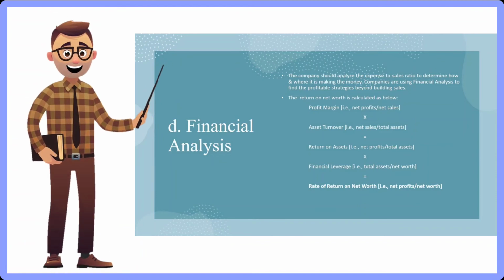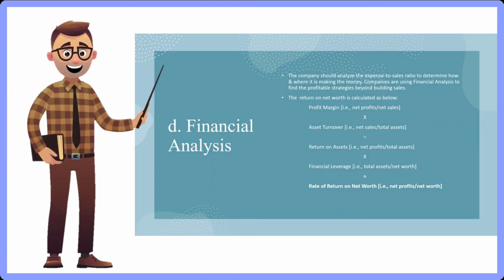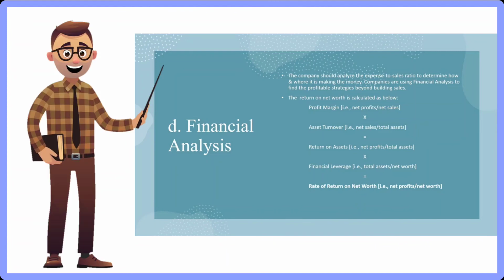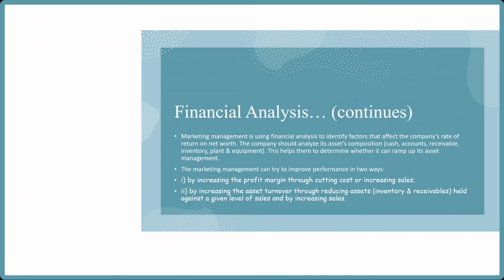The return on net worth is calculated as below. Profit margin, that is net profits divided by net sales, multiplied by asset turnover, that is net sales divided by total assets, is equal to return on assets, that is net profit divided by total assets, multiplied by financial leverage, that is total assets divided by net worth, is equal to rate of return on net worth, that is net profits divided by net worth.